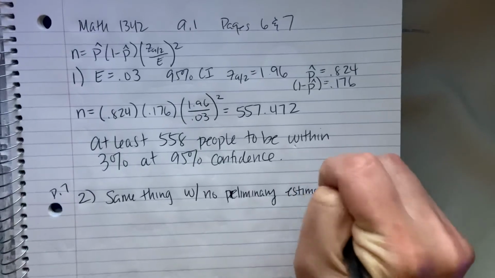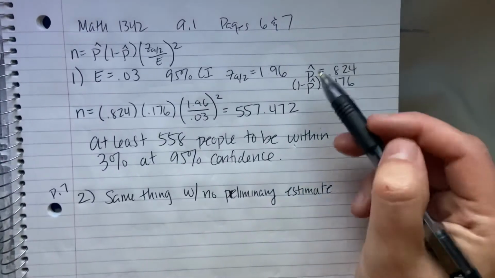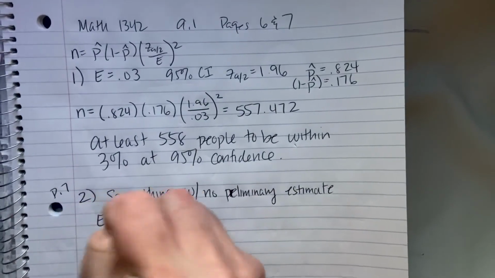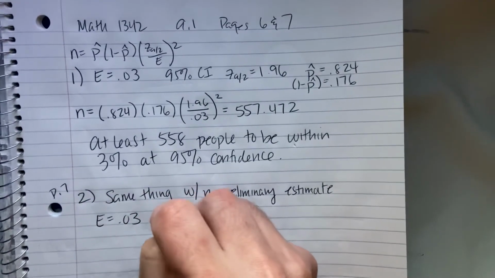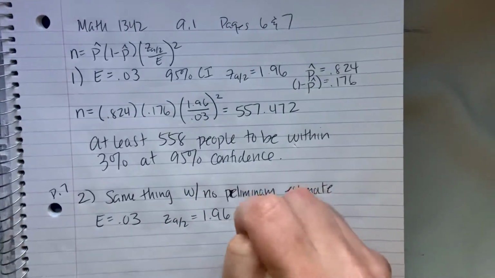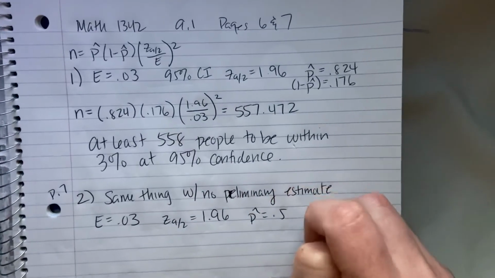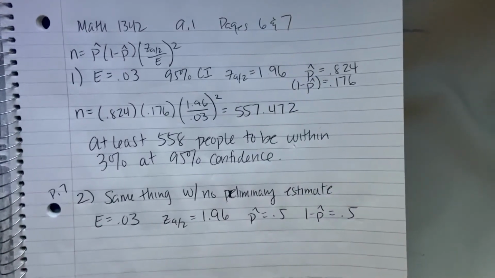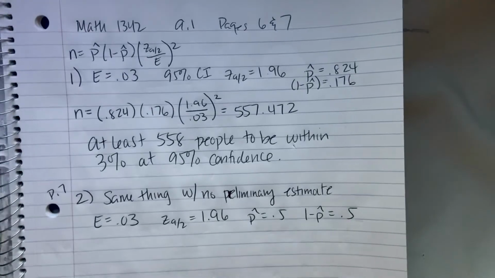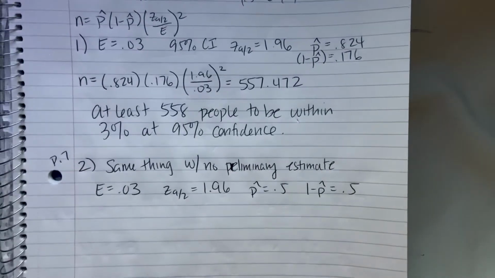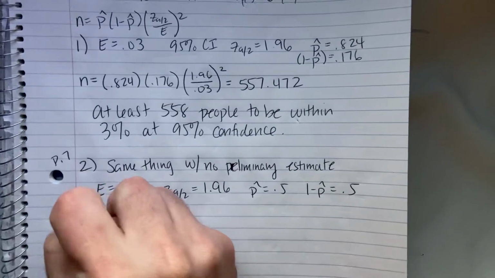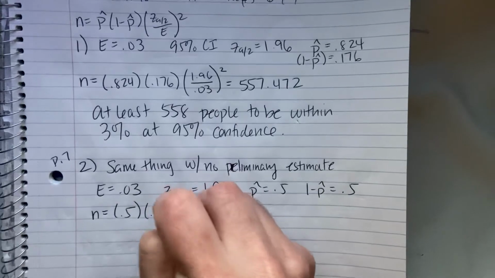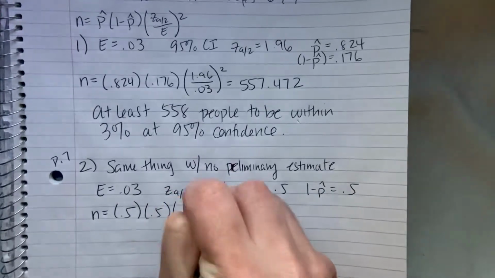So instead of using that 0.824 from up there, now both of these are going to have to be 0.5. So same E, same z alpha over 2. But now p hat is 0.5, and 1 minus p hat is then also 0.5, because it's 1 minus a half. So the only thing that will change is now n is equal to 0.5 times 0.5 times 1.96 over 0.03, squared.